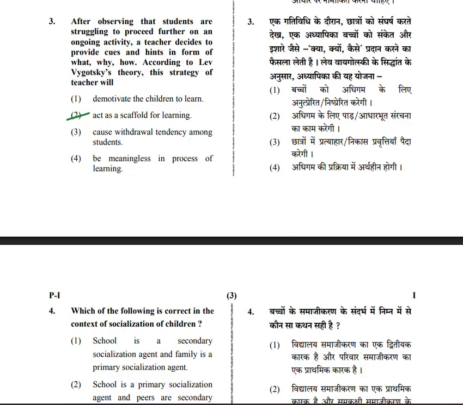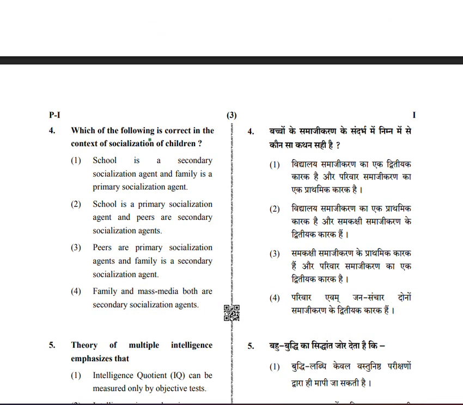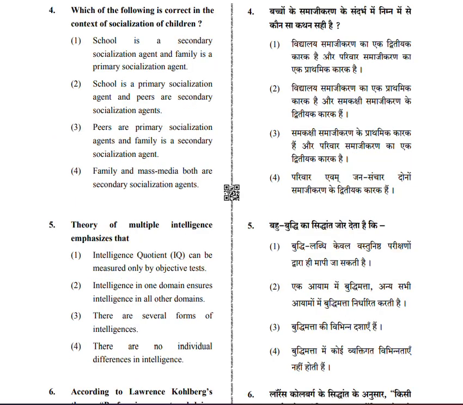Okay, so next one, fourth question, which of the following is correct in the context of socialization of children? They are given 4 options. First one is school is a secondary socialization agent and family is a primary socialization agent. Second one is school is a primary socialization agent and peers are secondary socialization agent. Peers are primary socialization agent and family is a secondary socialization agent. Family and mass media both are secondary socialization agents.